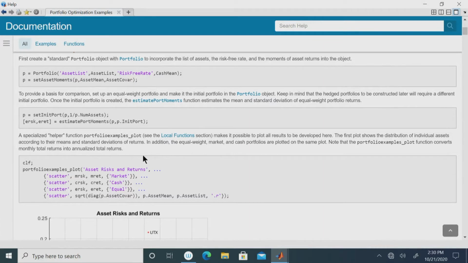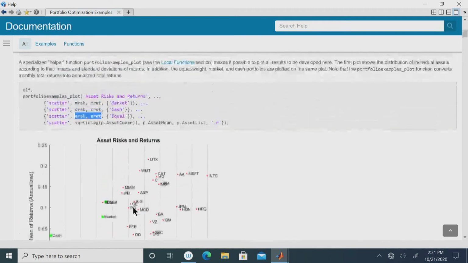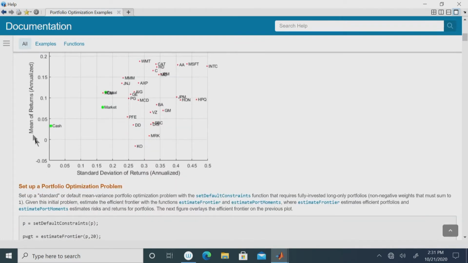In order to plot this, we are going to look at 3 components. The first 2 are the market and the cash components, and for that we recall the market risk and market return and the cash risk and cash return. And for the equal weighted portfolio, we take the risk and the return of the equal weighted portfolio, and for these 3 components, namely the market, cash and the equal weights, we then have this plot in the mu sigma diagram. On the y axis we have the mean of returns, and on the x axis we have the standard deviation of returns.